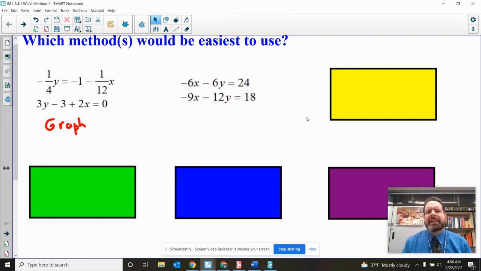On this one, I would like you to do a quick pause, come up with what method or methods you think would be easiest: substitution, elimination, or graphing, and then unpause when you're ready to check.